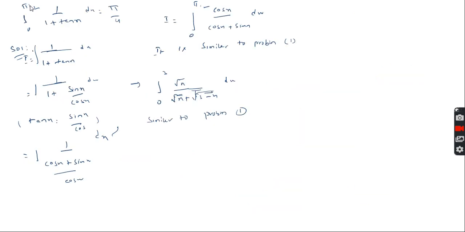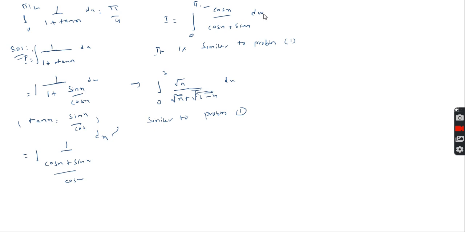Next, if you observe this problem, the integral from 0 to pi by 2 of 1 by 1 plus tan x dx is equal to pi by 4. Just simplify: tan x is equal to sin x by cos x. The LCM is cos x. Simplifying, we get cos x plus sin x by cos x, and we get the integral from 0 to pi by 2 of cos x by cos x plus sin x.